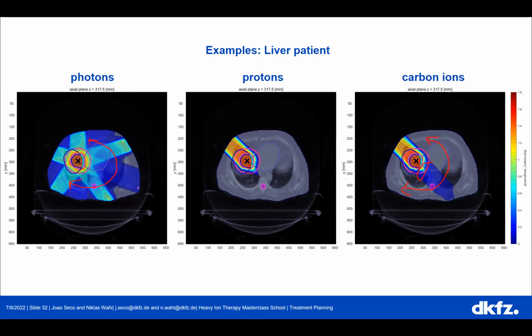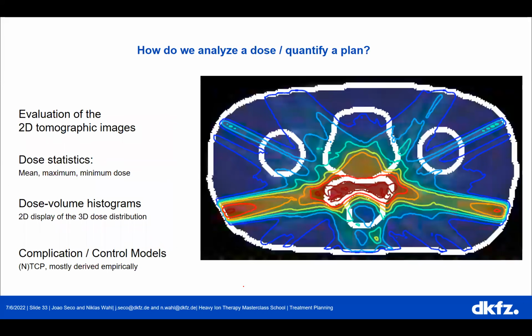So you see the amount of dose given in the photons is usually 3 to 4 times higher than that of protons and carbon to the whole body. Okay, so then the question is, we produce these dose distributions, and how do we quantify them when we do the analysis of a plan?